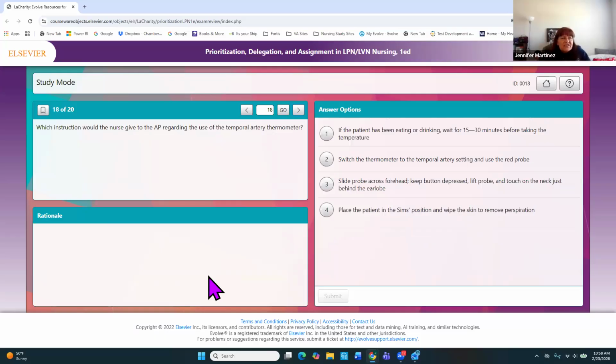All right. Which instruction would the nurse give to the assistive personnel regarding the use of a temporal artery thermometer? So, one, if the patient has been eating or drinking, wait for 15 to 30 minutes before taking the temperature. Two, switch the thermometer to the temporal artery setting and use the red probe. Three, slide probe across forehead, keep button depressed, lift probe and touch on the neck just behind the earlobe. Or four, place the patients in the Sims position and wipe the skin to remove perspiration. So how do we use a temporal artery thermometer?